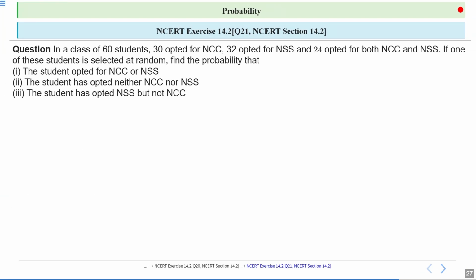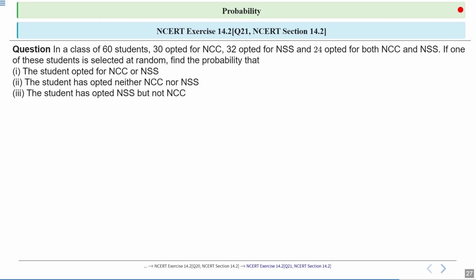So read the question very carefully first. In this question we have, in a class of 60 students, 30 opted for NCC, 32 opted for NSS, and 24 opted for both NCC and NSS. If one of these students is selected at random, then find the probability that the student opted for NCC or NSS. The second one, the student has opted neither NCC nor NSS. And the third one, the student has opted NSS but not NCC.